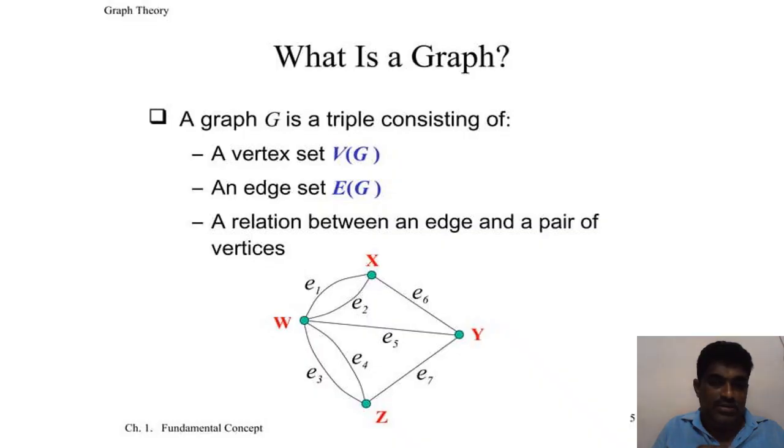The third one is the relationship. This is a rule that tells us which edge is connecting which vertices. For example, the relation tells us that edge E1 specifically connects vertex W and vertex X. So finally, graphs are used in social networks, transportation systems, computer networks, and electrical circuits.